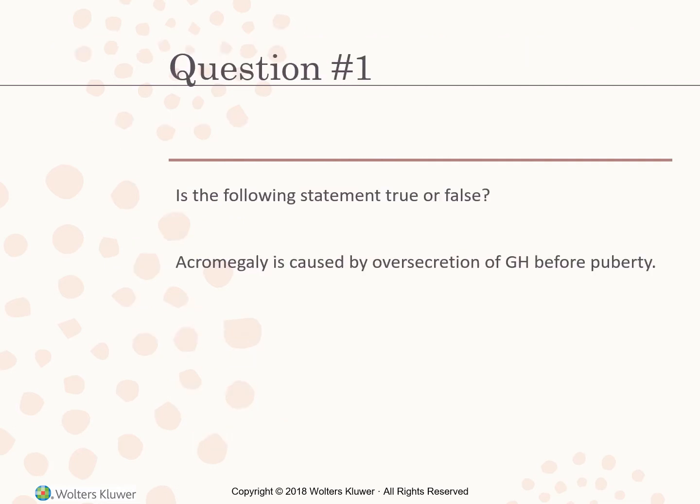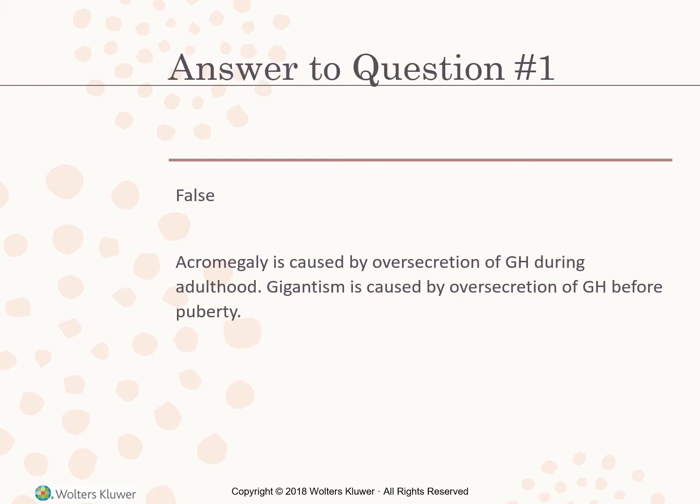Question number 1. Is the following statement true or false? Acromegaly is caused by oversecretion of growth hormone before puberty. False. Acromegaly is caused by oversecretion of growth hormone during adulthood. Gigantism is caused by oversecretion of growth hormone before puberty.